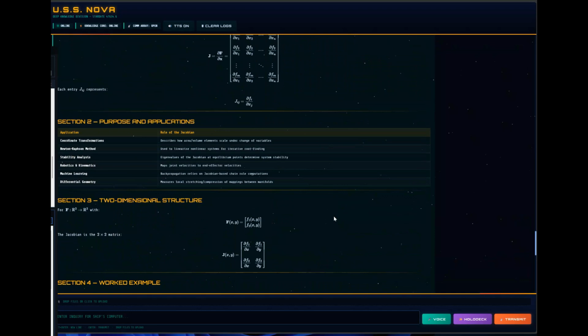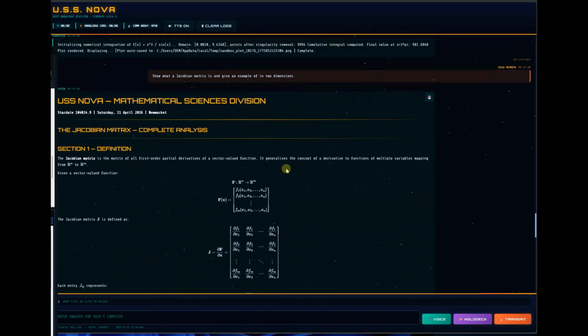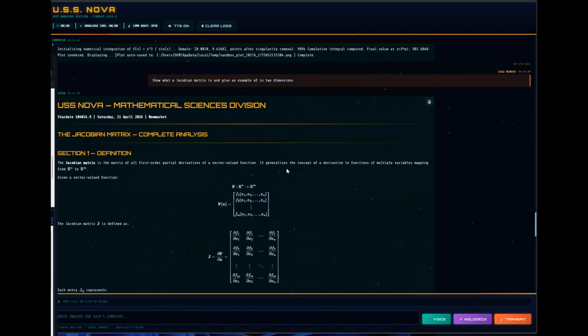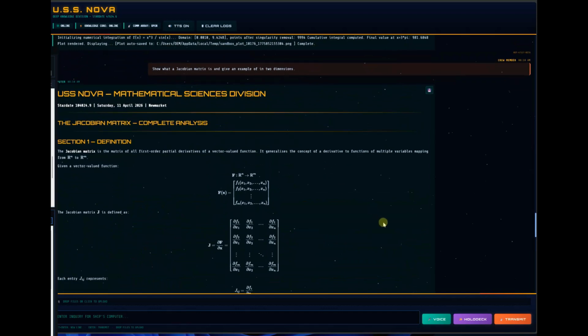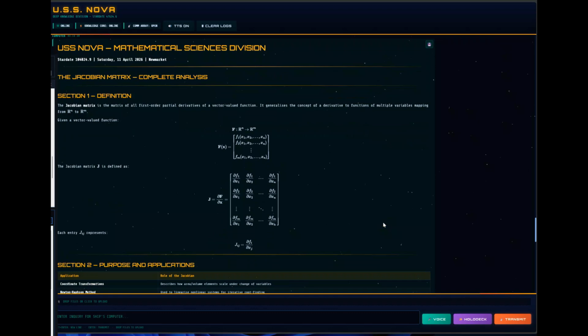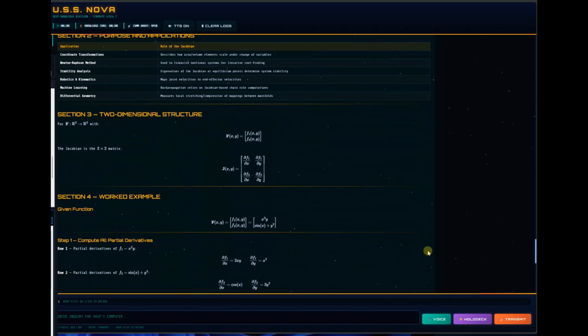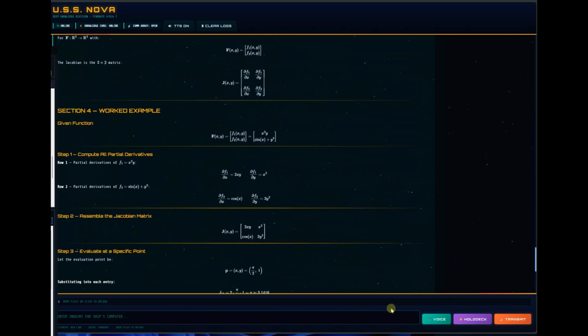USS Nova, Mathematical Sciences Division, Stardate 104,024.9 Saturday, the 11th of April 2026 Newmarket, the Jacobian matrix, complete analysis, Section 1, definition. The Jacobian matrix is the matrix of all first-order partial derivatives of a vector-valued function. It generalizes the concept of a derivative to functions of multiple variables, mapping from blackboard R to the power of n to blackboard R to the power of m. Given a vector-valued function, bold F, blackboard R to the power of n, right arrow, blackboard R to the power of m.